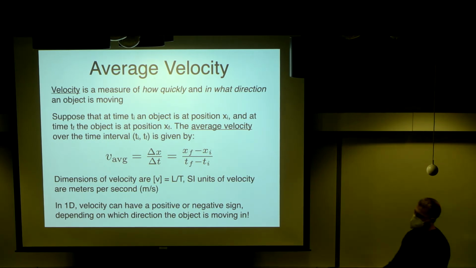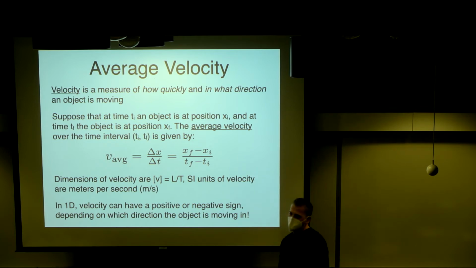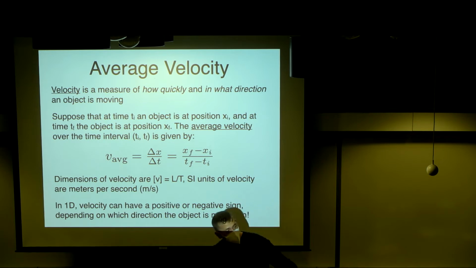Okay, so like we said, velocity is a number that tells you how quickly you're moving, and also has information about what direction you're moving in. So let's take that definition and turn it into a more concrete equation. Here's the setup. Suppose that at time t initial, which you can think of as when we start the clock, our position is x initial. And then at t final, when we stop the clock, our position is x final. So we have some interval of time, starting at t initial and ending at t final, and over that interval there's something called the average velocity that we can define.